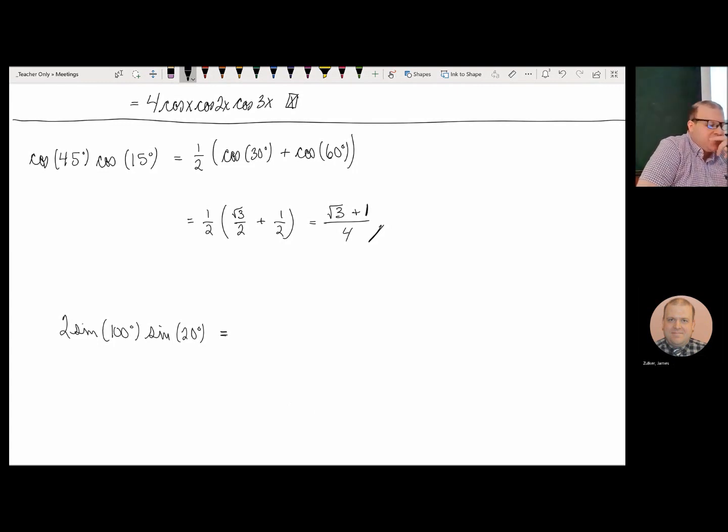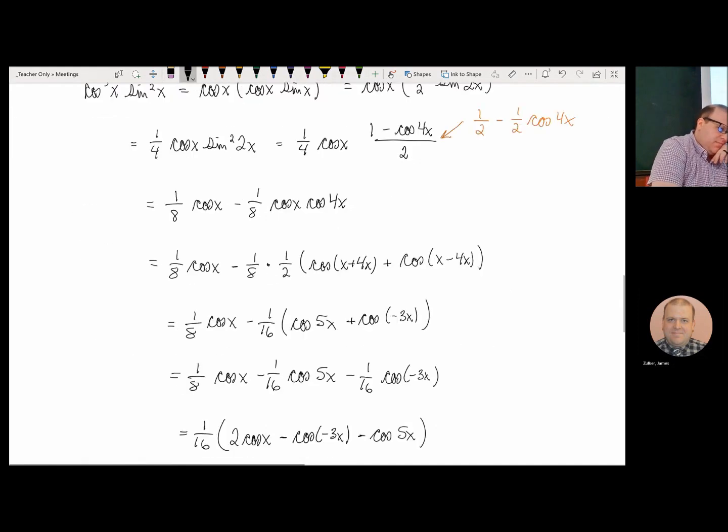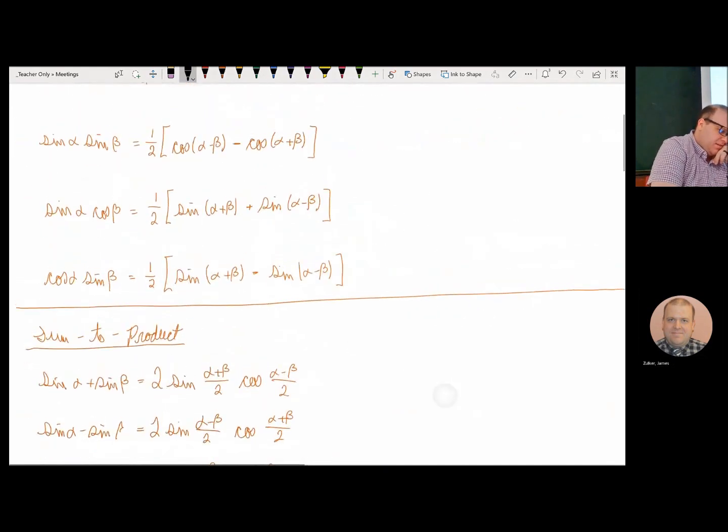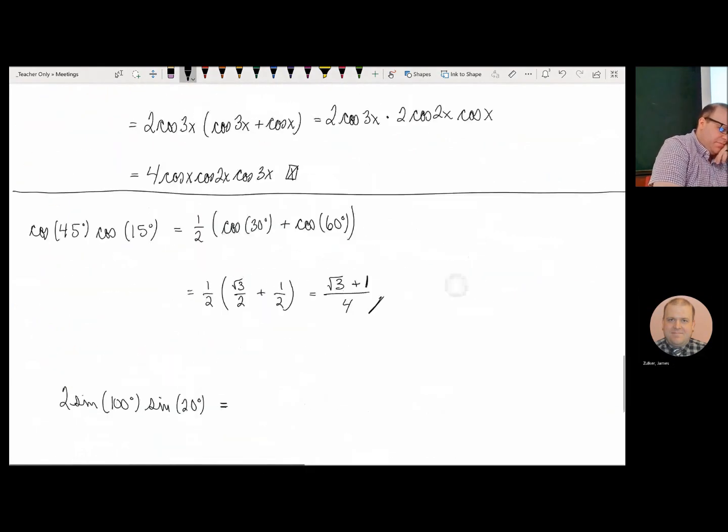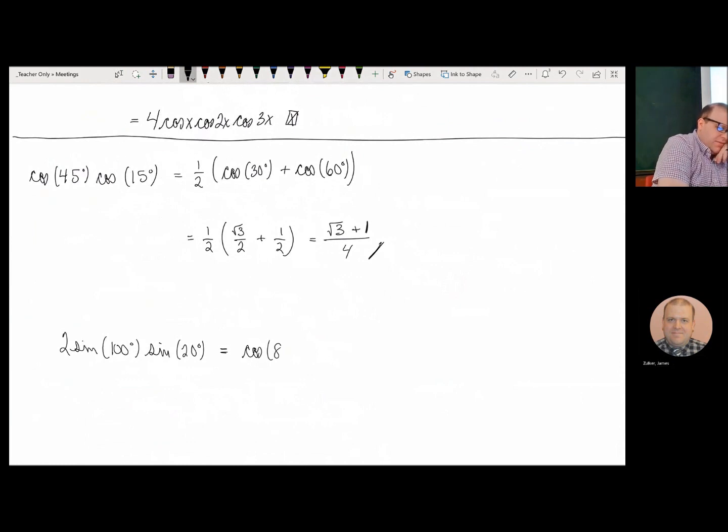Two sine of 100 degrees times sine of 20 degrees. Product to sum. You have 2 times a half, which is 1. Perfect. Product to sum for sine: cosine of the difference minus cosine of the sum. Cosine of their difference minus cosine of their sum. Cosine of 80 degrees would be what?